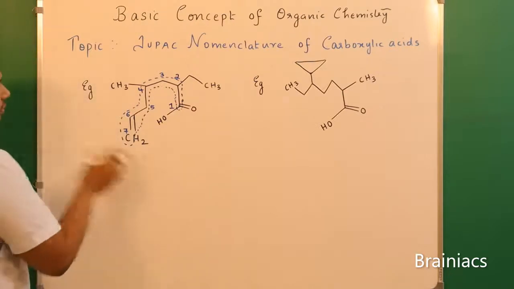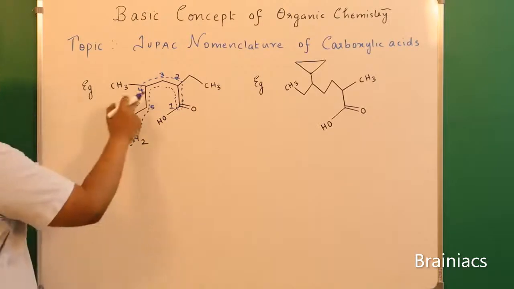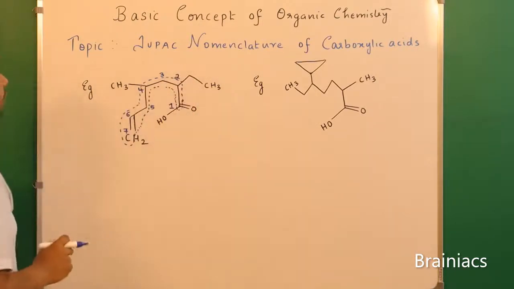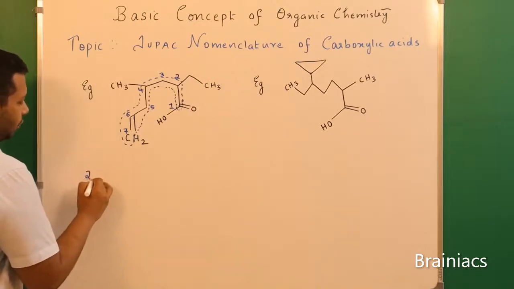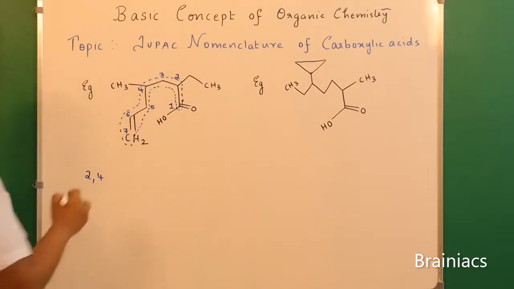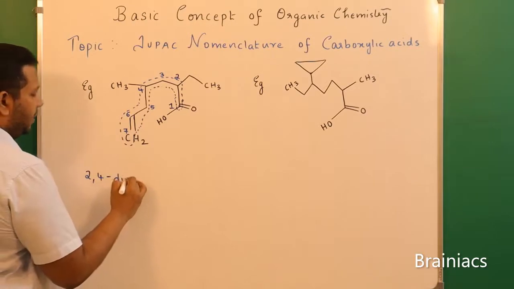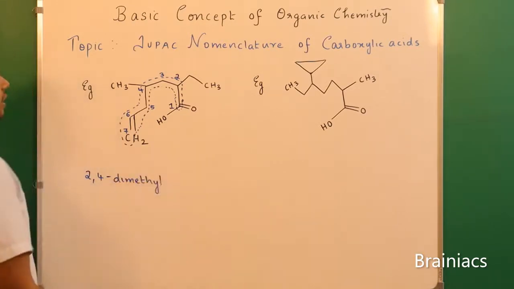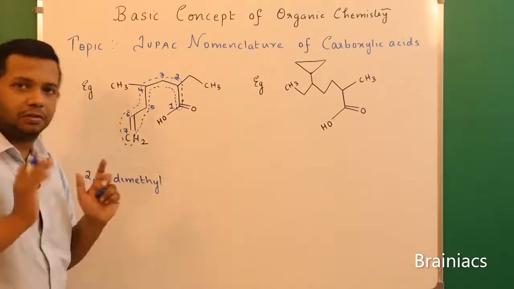So first comes the second degree prefix. The second degree prefix is a substituent. At the fourth position there is a methyl and at the second position there is a methyl. So how do I write it? Tell me: 2, 4 hyphen dimethyl. Then comes the 1 degree prefix. It is not a cyclo compound, so the 1 degree prefix is not applicable.